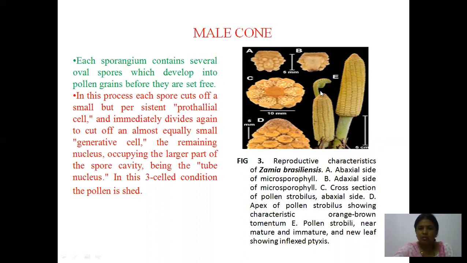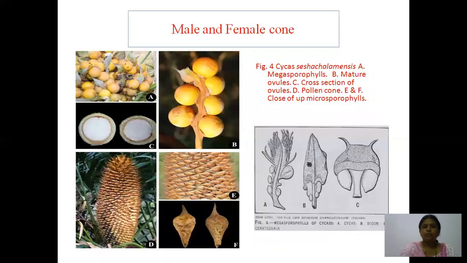This is the leaf showing inflected tips. So these structures are the male cone of Zamia brasiliensis. In this process, each spore cuts off a small prothallial cell and immediately divides again to cut off an almost equally small generative cell. The remaining nucleus, occupying the larger part of the spore cavity, is the tube nucleus. In this three-cell condition, the pollen is shed.